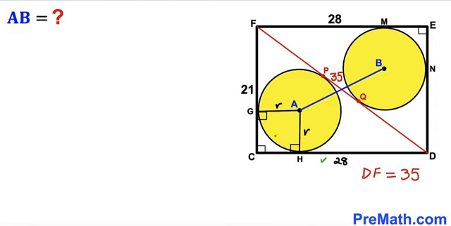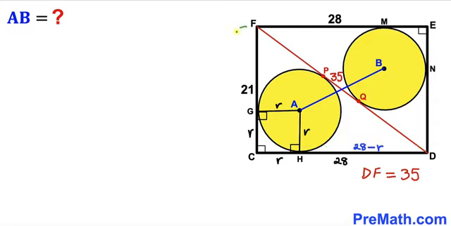And now let's make an observation. We can see that this CHAG is a square, where this side length is equal to this side length, and this side length is equal to this side length. If this is r, this is going to be r, and this is going to be lowercase r as well. We can see that this whole CD length is 28, and this tiny length CH is lowercase r. So therefore, this segment DH is going to be 28 minus r.